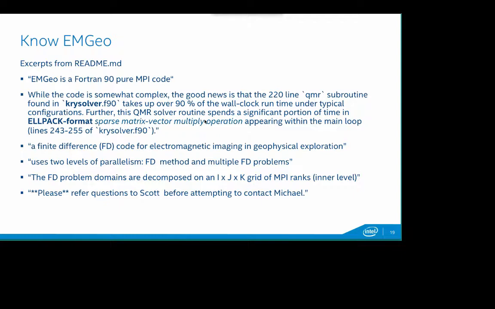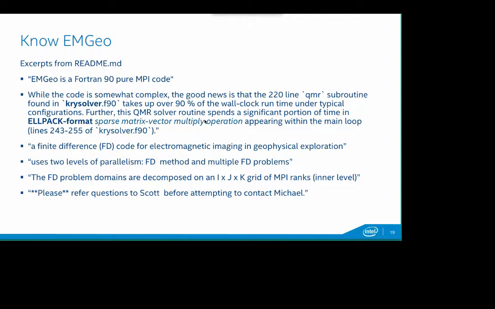It's very helpful, and it explains to you what the code is. It's a Fortran 90 pure MPI code. Great. And it even describes what the hotspot is, which we are supposed to discover with the wonderful tools we have. And it says most of the time is going to be spent in QEMR. Most people know what QEMR will be, and I will explain to you. And it's in this file. How much more can you ask? And it spends 90% of workload time.